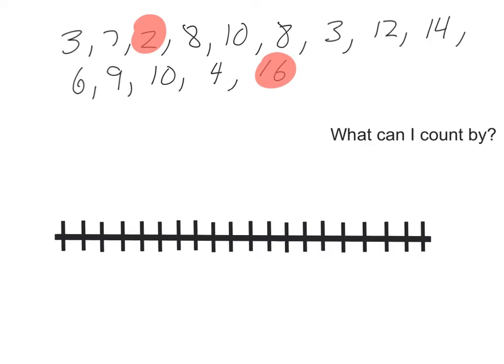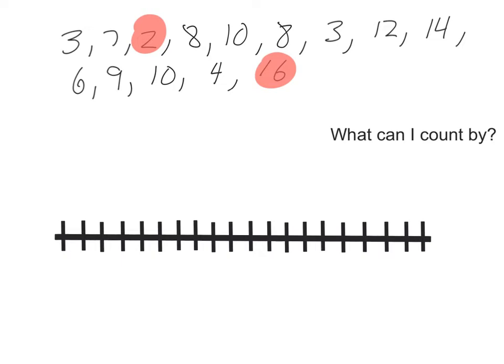Next we're looking at what we can count by. All of my numbers here are whole numbers, so I can simply count by ones. So if I start on my first marking of 2, I just want to make sure there's enough space to fit. Otherwise I might have to count by 2s, 3s, 4s, or 5s. So if this is 2, 3, 4, 5, 6, 7, 8, 9, 10, 11, 12, 13, 14, 15, 16. So I can see that there's plenty of space to fit.